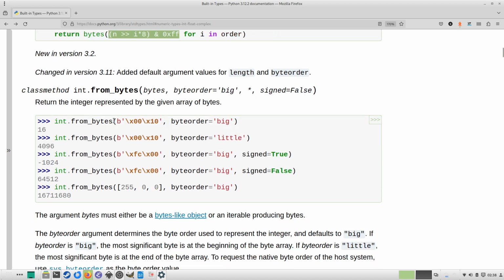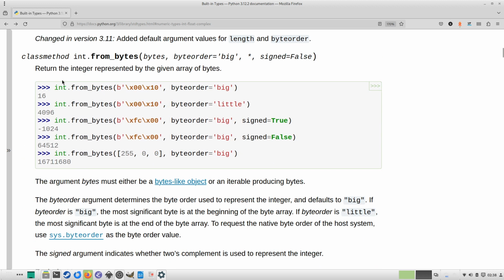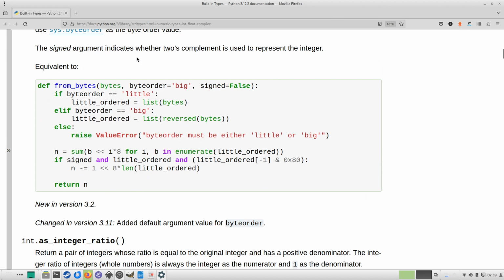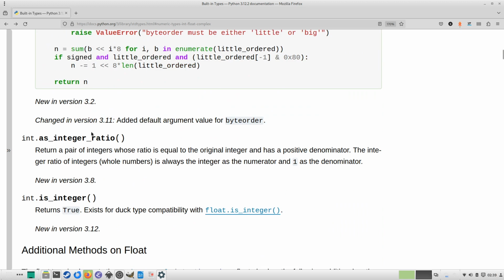Next is int.from_bytes. Return the integer represented by the given array of bytes. It takes bytes, byte order and signed, and also iterables. So from bytes you convert it into an integer. So it is a reverse operation. The argument bytes must be a bytes-like object or an iterable producing bytes. The byte order argument determines the byte order. It's the same thing which we have seen. The signed argument indicates whether 2's complement is used to represent the integer. And this is the equivalent function for this from_bytes function.